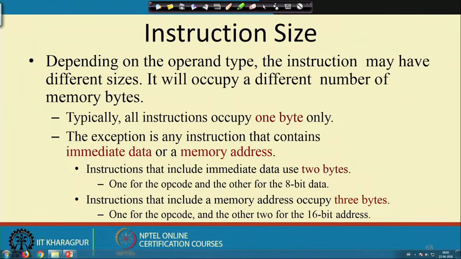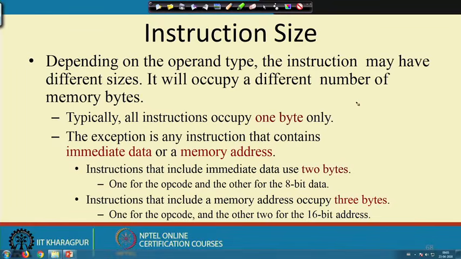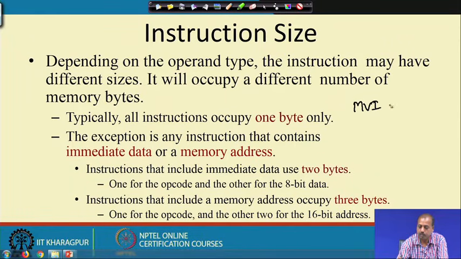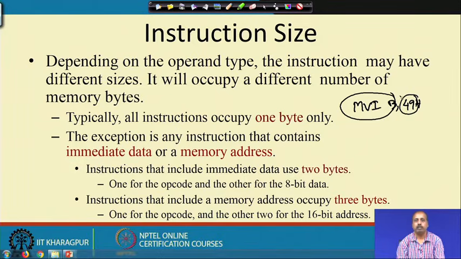The exception is because of immediate data or memory address. Some instructions have immediate data, like MVI, move immediate, or we may mention a memory address. Basically these two types of instructions, like MVI B comma say 49 hex. This MVI B part occupies 1 byte, and this 49 hex number occupies another byte. So, that way it becomes a 2 byte instruction.